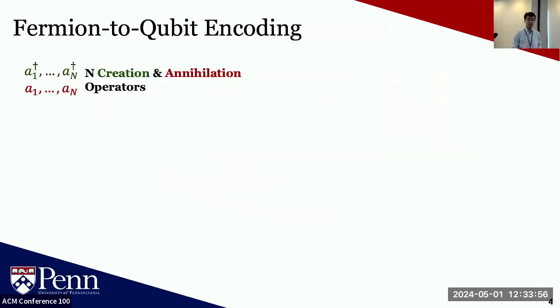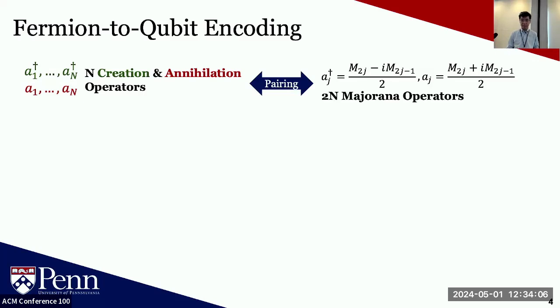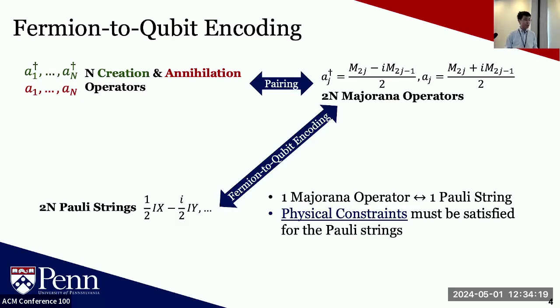The fermion to qubit encoding starts with the creation and annihilation operators. Suppose here we have n creation and n annihilation operators. First, we'll do a pairing that pairs the creation and annihilation operators to the Majorana operators. So we turn two types of operators into a single type, and this makes the problem easier. And the fermion to qubit encoding finds a one-to-one correspondence between each Majorana operator and the Pauli strings. And of course, these Pauli strings must satisfy some additional physical constraints, and we'll discuss them later.